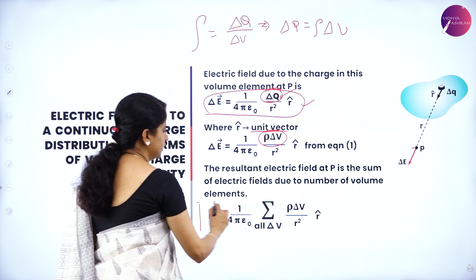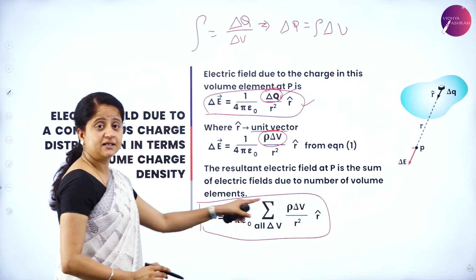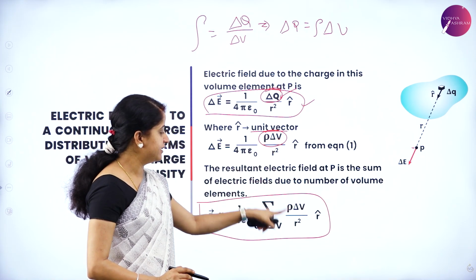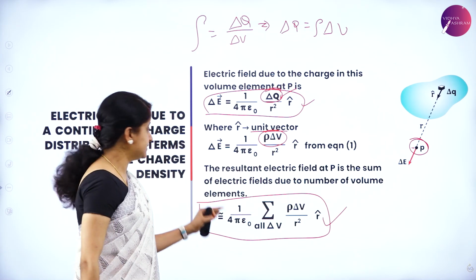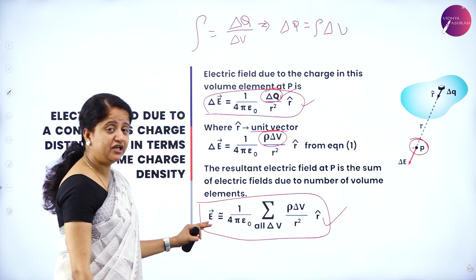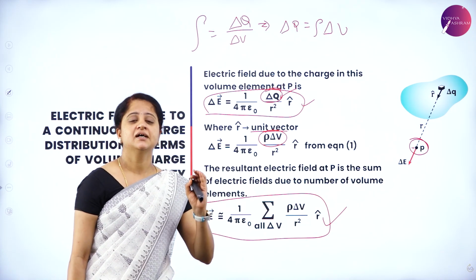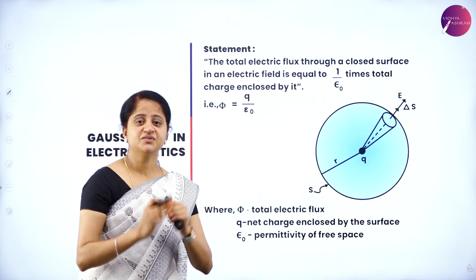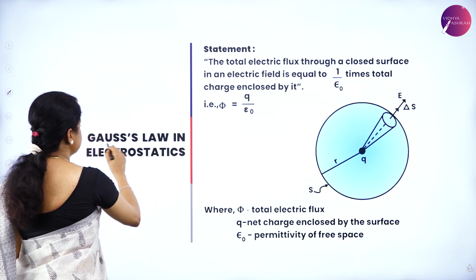That is E is equal to 1 by 4 pi epsilon naught summation of all volume elements into rho into delta V divided by R square. So this is the expression for electric field due to continuous charge distribution considering volume charge density at a point P. So the next very important topic in electrostatics is Gauss law.